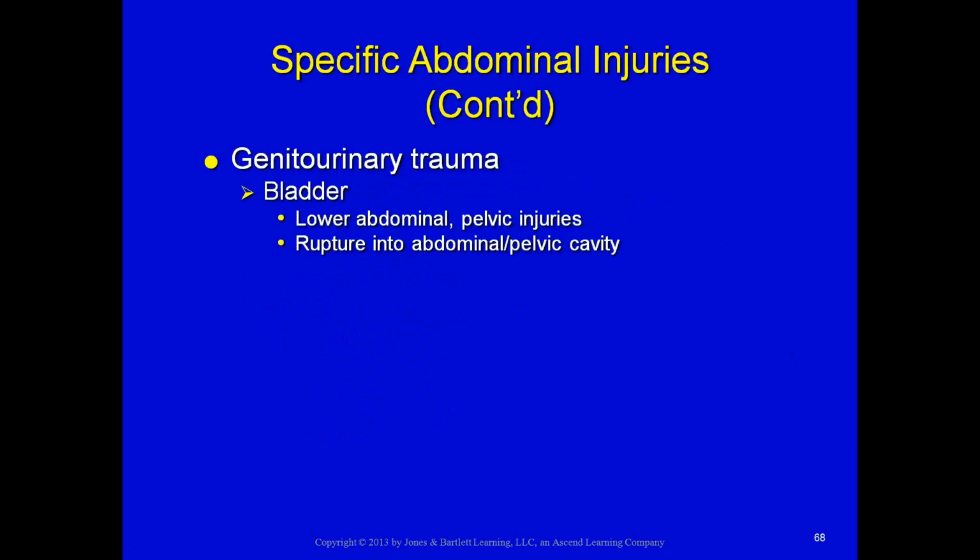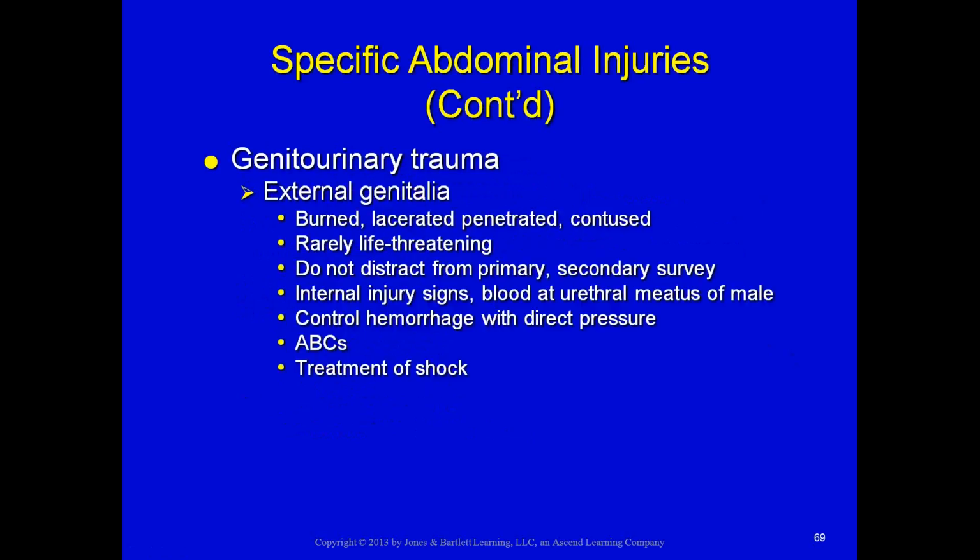Genitourinary trauma can involve the bladder, that you'll see with lower abdominal and pelvic injuries, especially if the bladder is full. In that case, the bladder will rupture, spill urine into the abdominal and pelvic cavity, which certainly can lead to an immediate peritonitis with the distension, guarding, rigidity, all that other stuff. You can have external genitalia trauma as well. Burn, lacerated, penetrated, contused. Rarely is external genitalia life-threatening. It should not distract you from your primary and secondary survey, taking care of the ABCs.